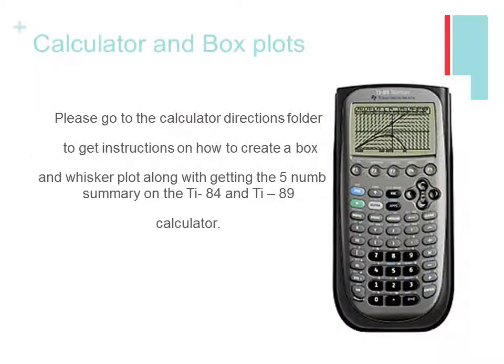Please make sure that you go to the calculator directions folder to get instructions on how to create a box and whisker plot along with the 5-number summary on your TI-84 and TI-89 graphing calculator. Please make sure that from now on you're using the modified box and whisker plot, not the regular box and whisker plot.